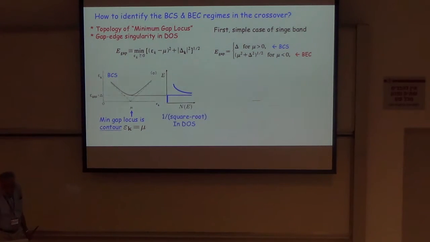And as a result of the fact that the gap minimum actually exists on a contour in two dimensions, or a surface in three dimensions, what you get is a 1 over square root singularity in the single particle density of states, which is extremely well known.